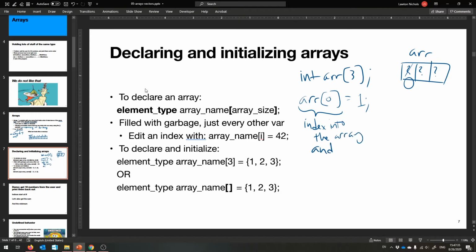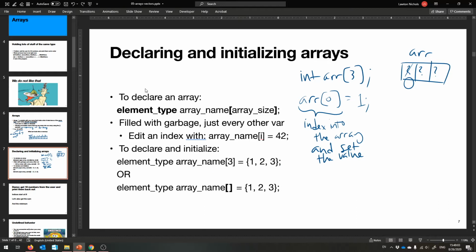Index into the array and set the value. That's the idea. And it's kind of a lot of work if you want to set all these 3 things at once, and you have to write 4 lines potentially, similar to that one. There's a way to do it faster. You can say type, name, size, and then a bunch of braces, and give everything comma separated between those braces.